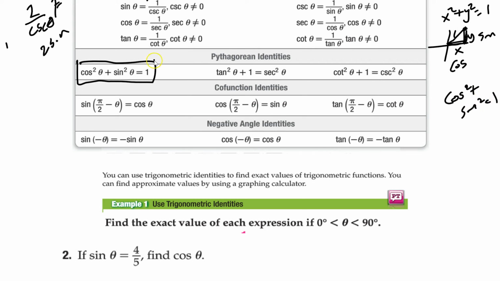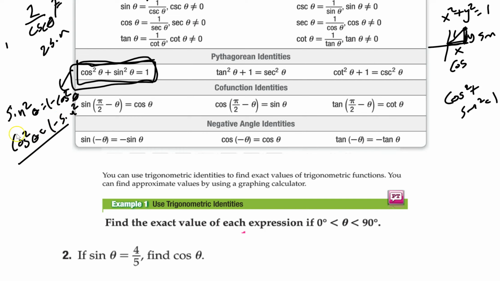This is probably the most important one of all of trig. Cosine squared plus sine squared equals 1. We have to know that. And on top of that, you can play with this. Let's say I want to know what sine is by itself. Subtract cosine squared from both sides. I get sine squared theta equals 1 minus cosine squared. Likewise, let's say you want to get cosine by itself. Subtract sine squared from both sides. Cosine squared equals 1 minus sine squared.